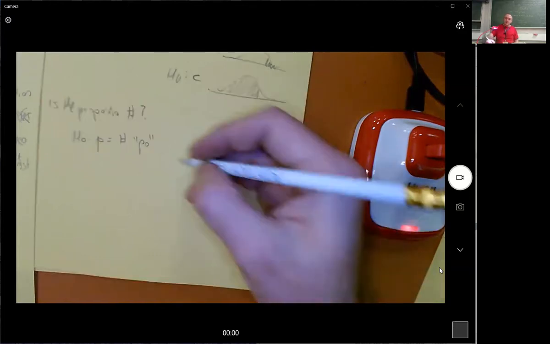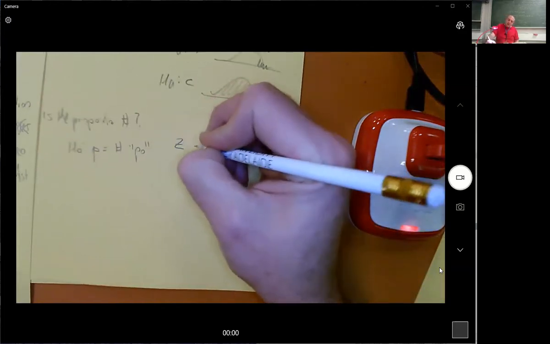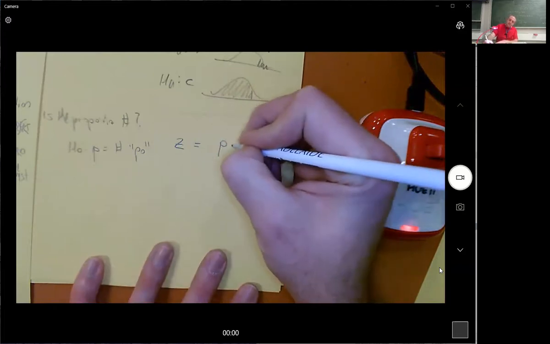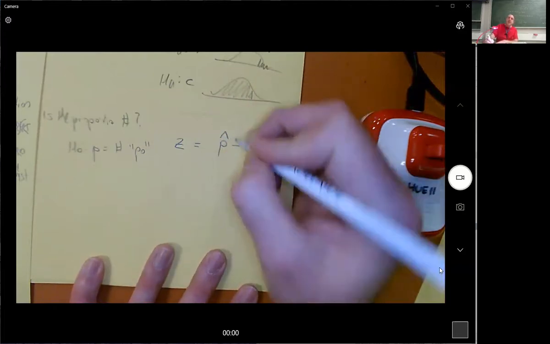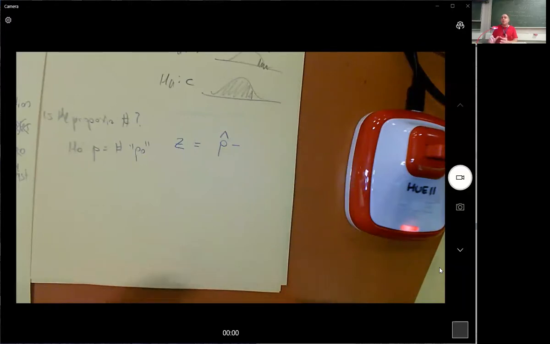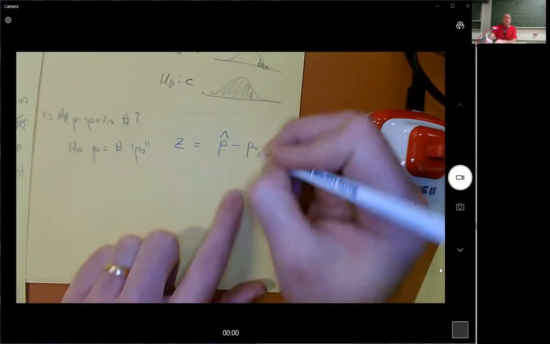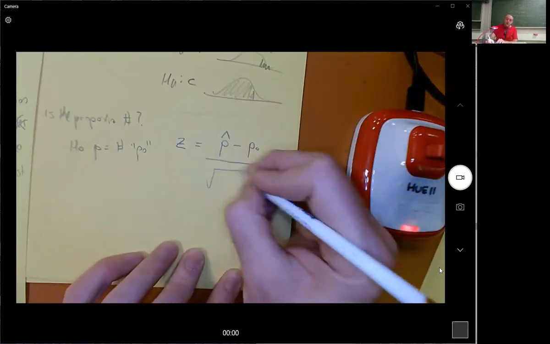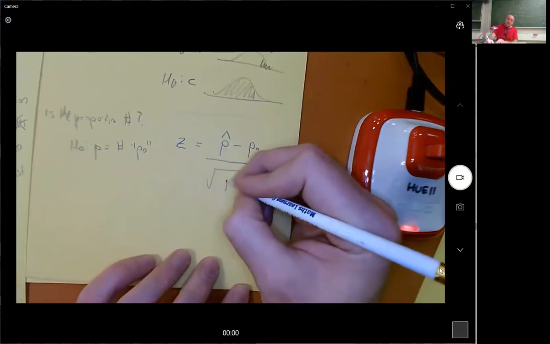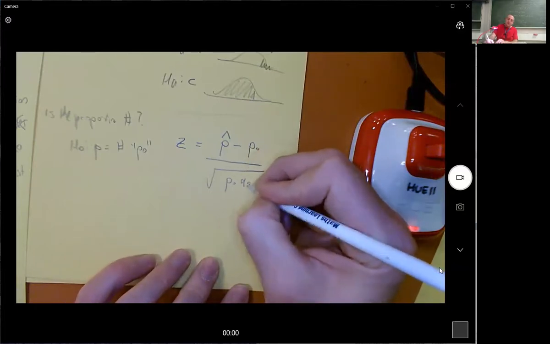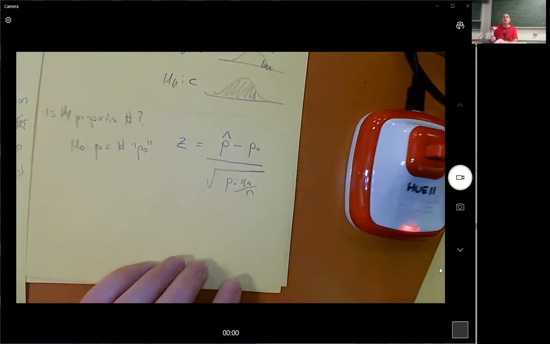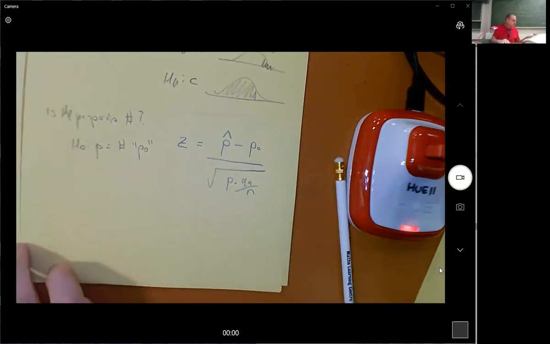Then we've discovered that what we calculate is this: P hat, I believe is a traditional thing that you write, which is the one that you get from your sample, minus the P naught that you're thinking of, over the square root of P naught Q naught on N, I believe. Am I right about that? I'm sure I saw it.